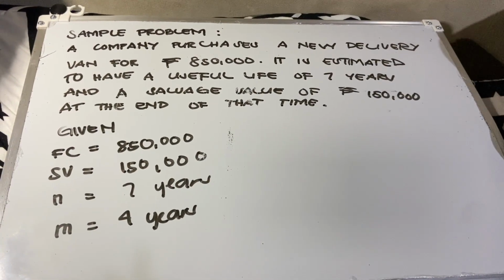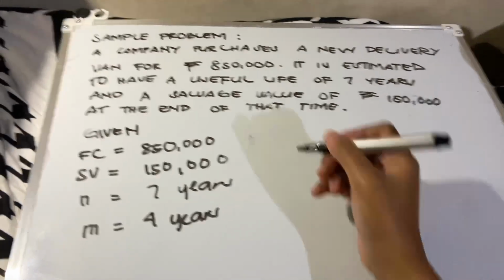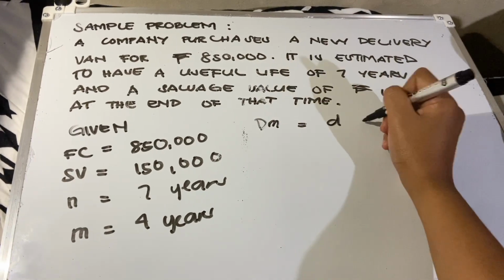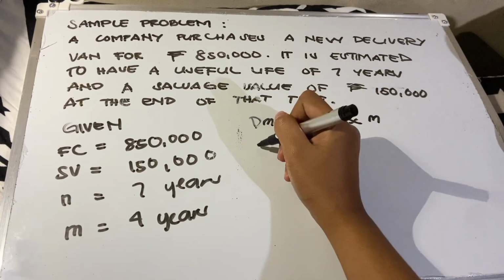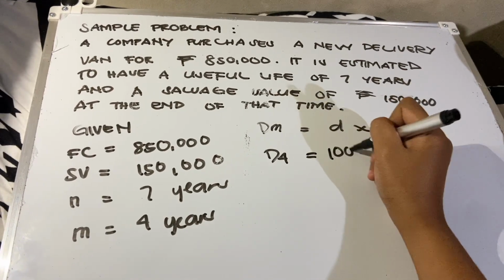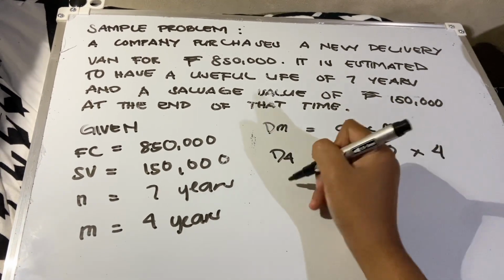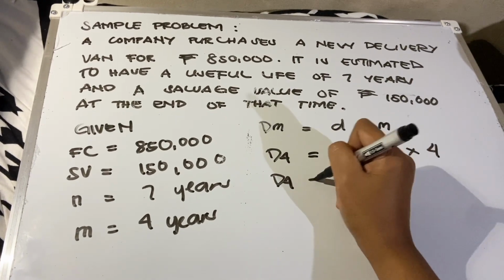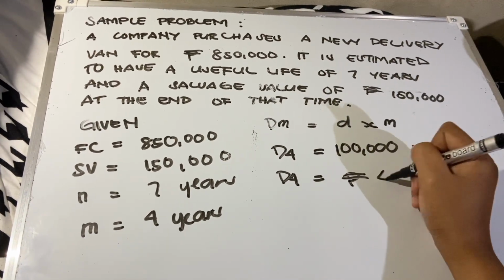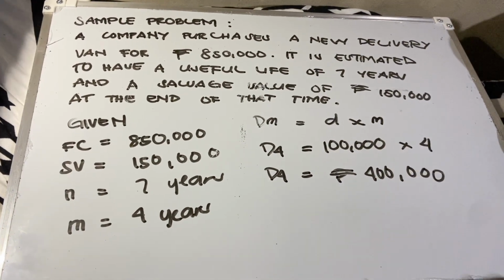Next, we find the total amount the van has depreciated after 4 years using DM equals D multiplied by M. So D4 equals 100,000 multiplied by 4. So D4 is calculated as 400,000 pesos.